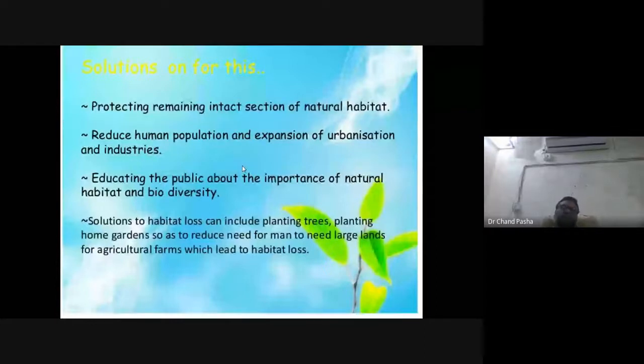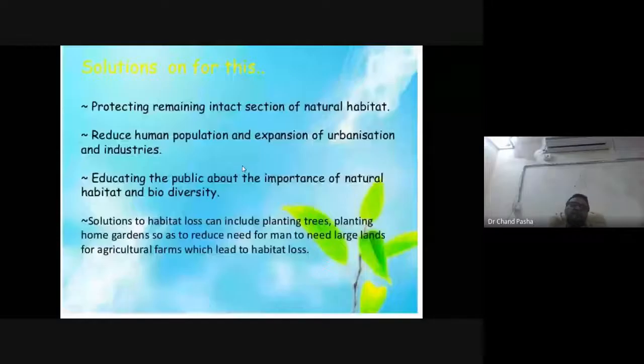Otherwise, in fact, if you catch hold of them, within an hour or so they will die by themselves. They are very sensitive. Reduce human population. Just the day before yesterday, it was World Population Day, and there was a big debate on how to control the population. Actually, population should be under control. Otherwise, if you keep on exploiting nature, then what happens? There will be nothing one day. We should be self-sustainable. It should be available for us today, and it should be available for tomorrow also. And expansion of urbanization and industries.